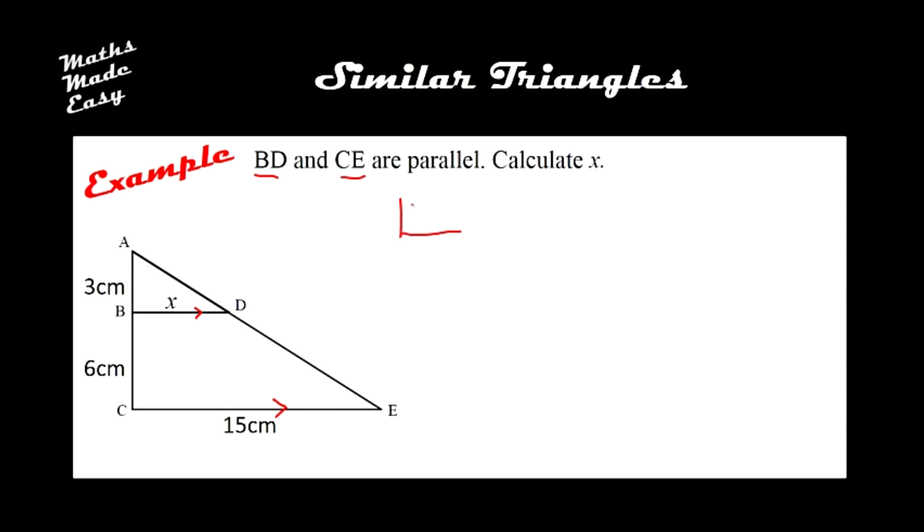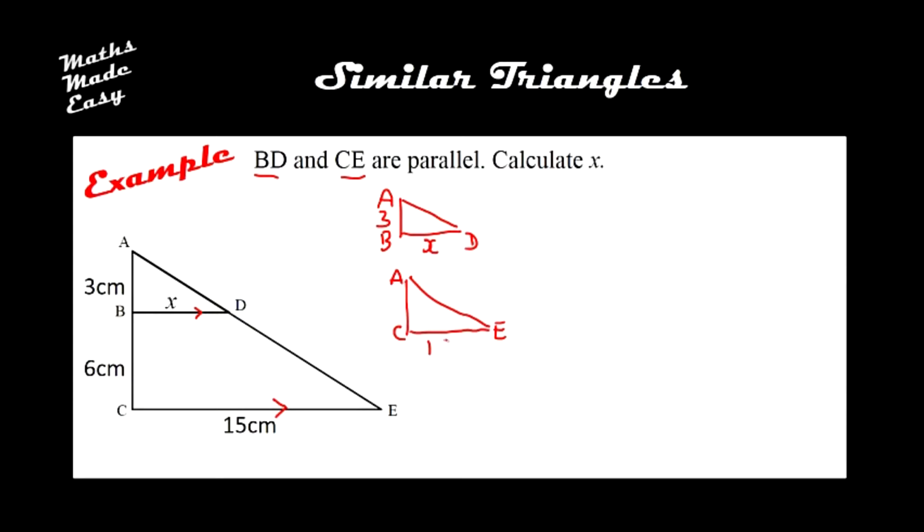So I've got the triangle, and you can sketch these out, A, B and D, and the lengths of that triangle are 3 on the height and x for the base. And my larger triangle is going to be A at the top, C and E. So this is the whole triangle here.